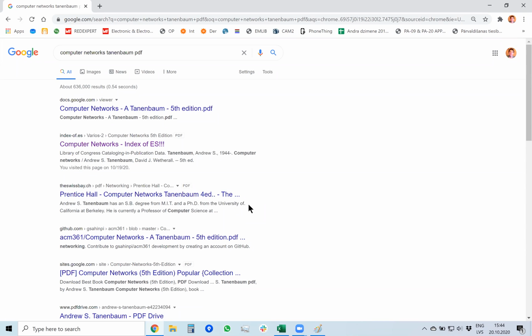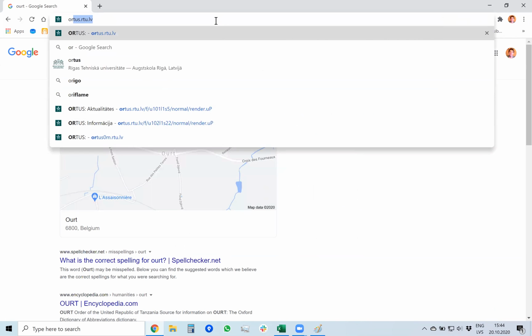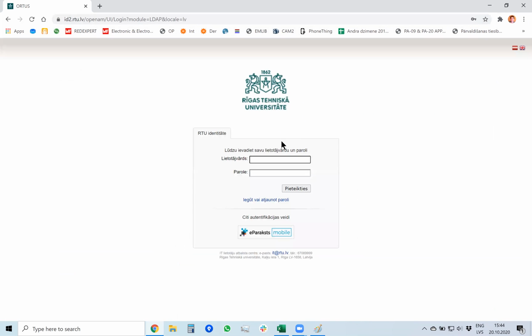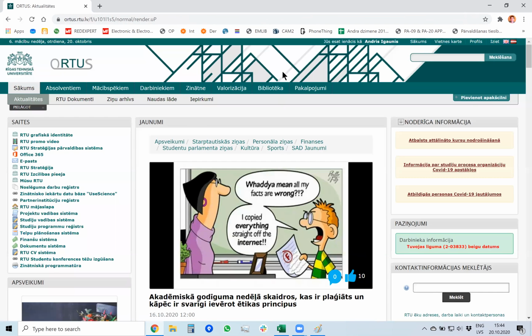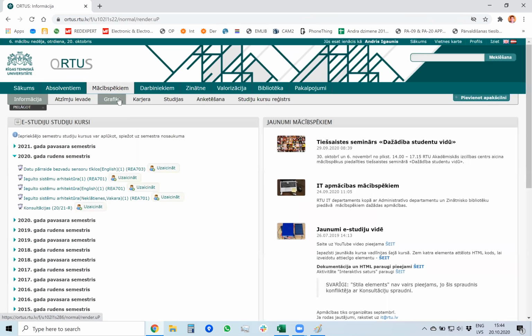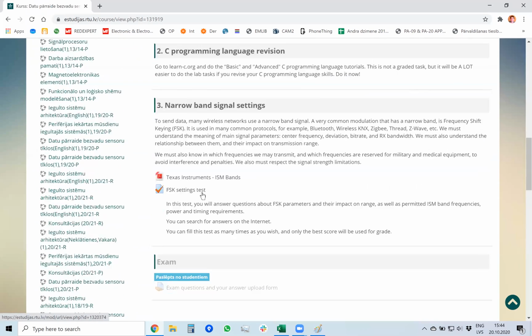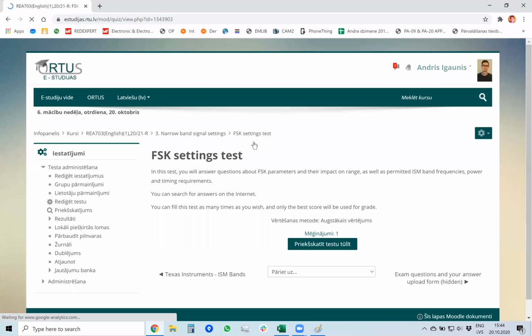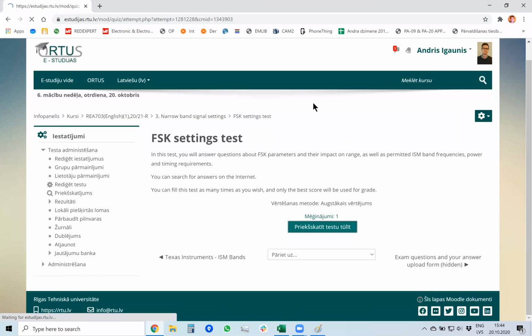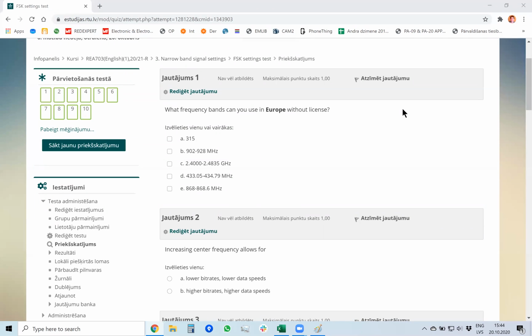I have uploaded the test. I'll check it out on Ortus. So I suggest that you do the test right now, for example, if you want to, or as early as possible, because this test, I think it was about the hardware layer, the physical layer. And while you still remember something about it, I suggest that you just sit down and do the test. I think that the test was actually really simple, so let's see what the test is.